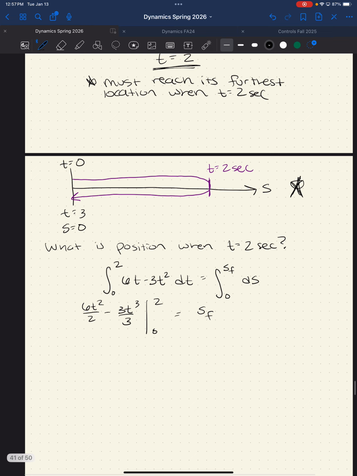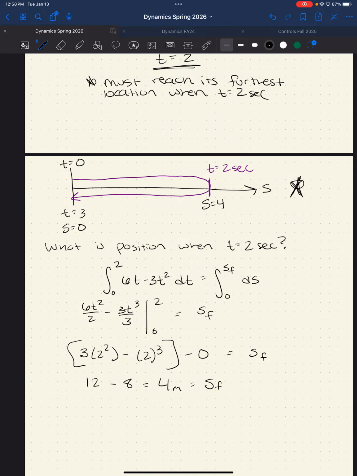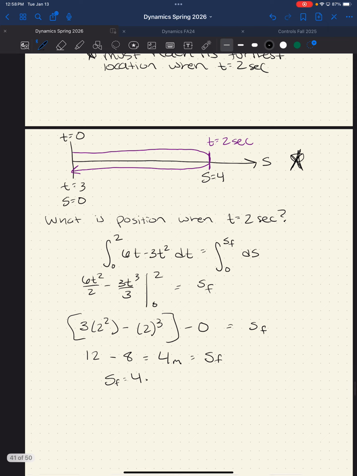Okay? All right, so let's do this. We've got 2 squared minus 2 cubed minus 0 equals s_f. This should be 4 times 3 is 12 minus 2 cubed is 8 equals 4 meters. So we got a positive 4 meters. So this up here is 4 meters. Which means my total distance traveled is what? 8 meters, right? Beautiful. I go out, I come back.